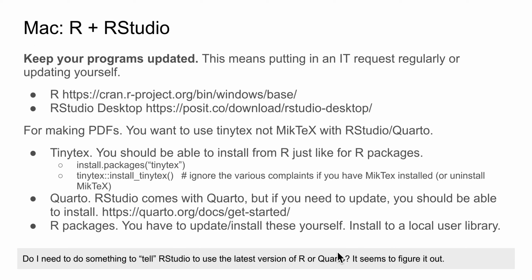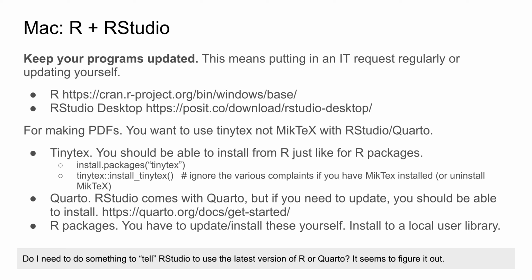In this video, I'll talk about what you need to get installed if you're on a Mac. There are two things that you need. You'll need R, and then you need RStudio Desktop. It's important to keep these updated, so when an update comes out, put in an IT request to get it updated. For me, I don't generally go longer than 6 months before updating.